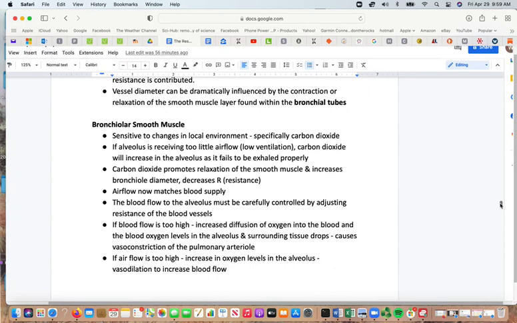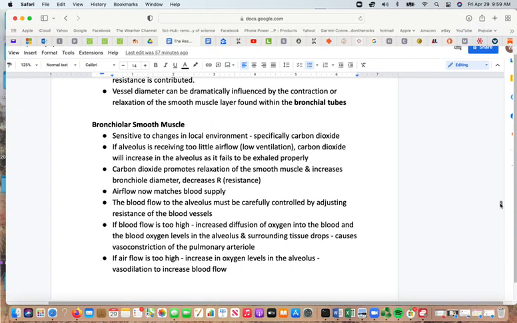So those bronchial smooth muscles, they're sensitive to changes in the local environment, things like carbon dioxide. So if the alveolus is receiving too little airflow, carbon dioxide will increase in the alveolus as it fails to be exhaled properly. Carbon dioxide can promote relaxation of the smooth muscle and increase the diameter and decrease resistance. So airflow can now match the blood supply.